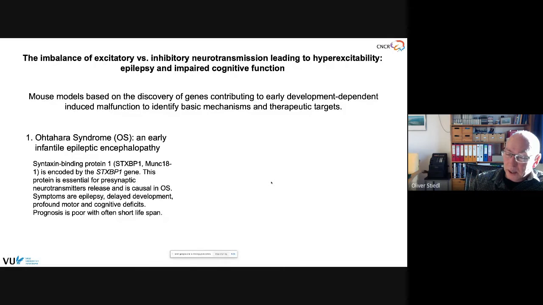The point is that children that have a mutation in this gene, which makes at least one of the alleles dysfunctional, have this. And of course, this is related to, in the beginning, delayed development and epileptic symptoms, and of course, profound motor and cognitive defects and a very poor, short lifespan. It's a really terrible situation.